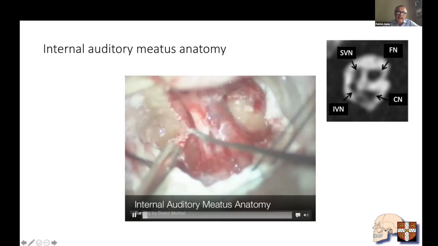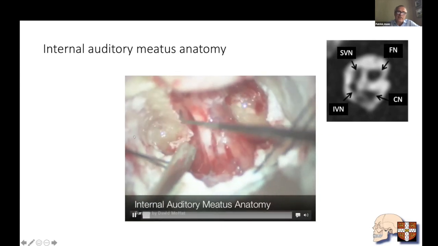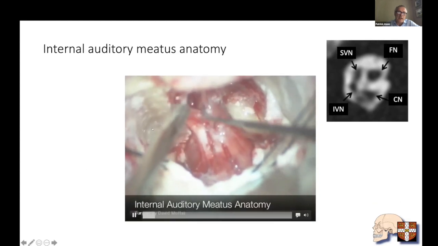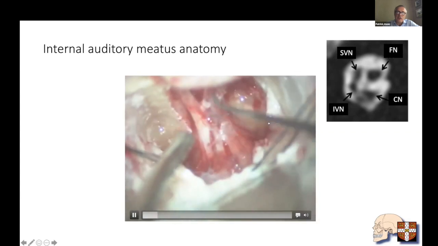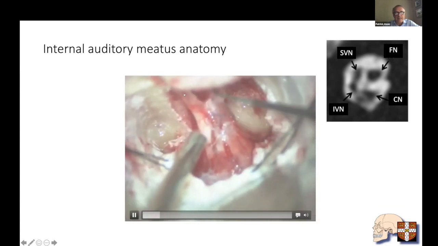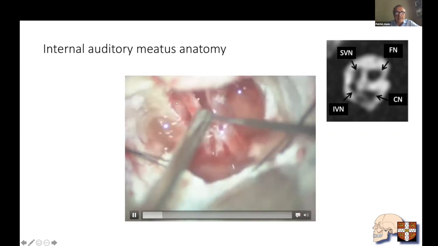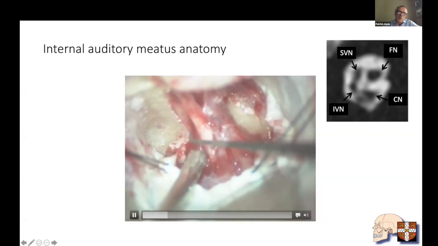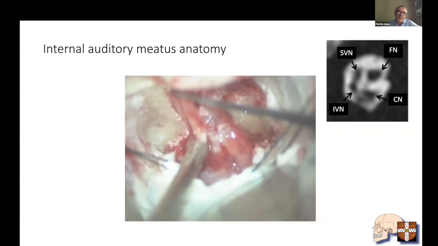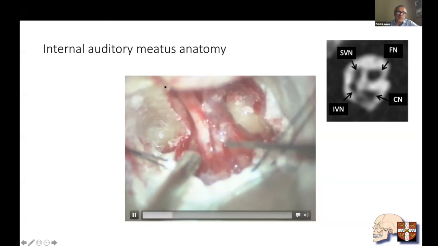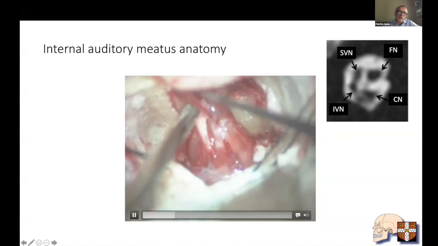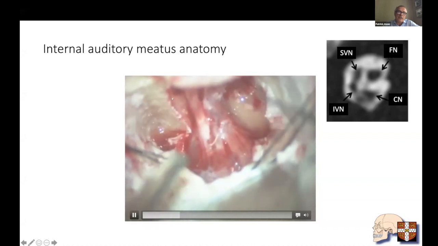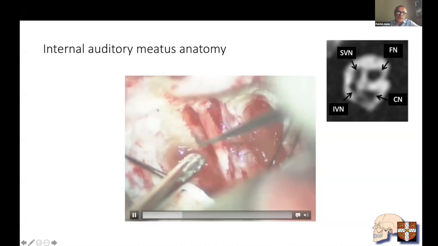So what we have here is a translabyrinthine approach to the internal meatus. This is a superior gutter up here, and the inferior gutter where the jugular bulb will be down here. And what we have is the superior vestibular nerve and the facial nerve tucked behind it. And what David always did was do a beautiful dissection to identify what's called Bill's bar, which is just up here. And that allows you to see the bit of bone that comes down between the superior vestibular nerve and the facial nerve. So it's just going to reposition it.